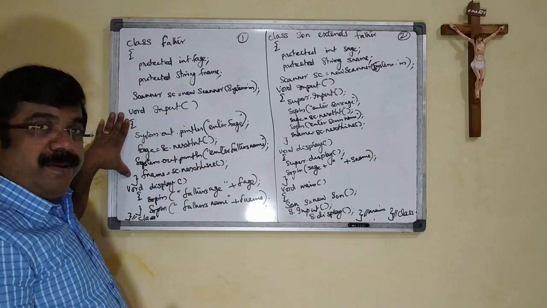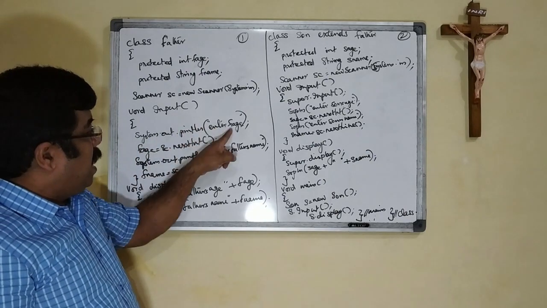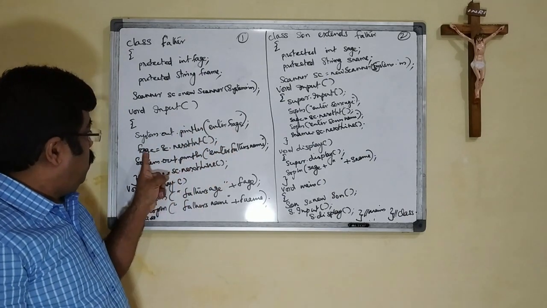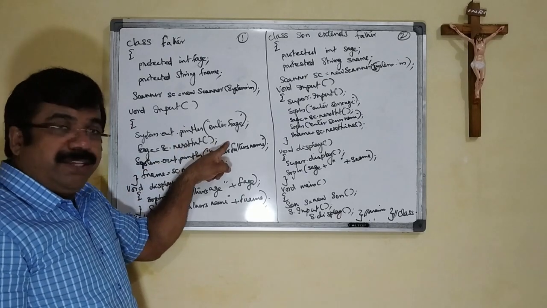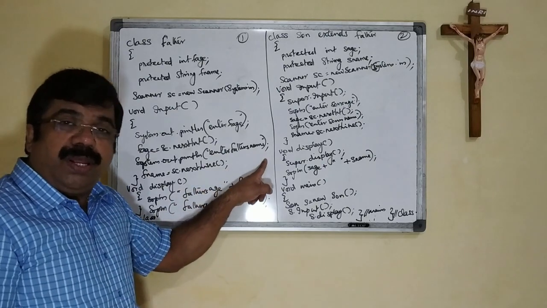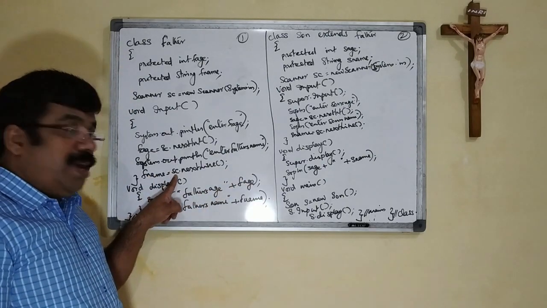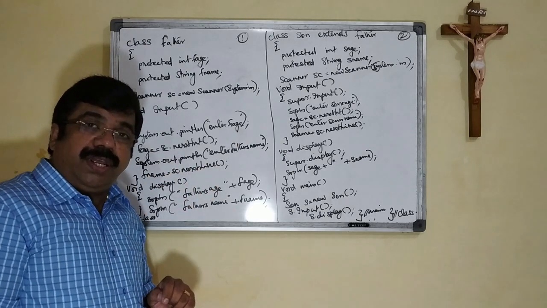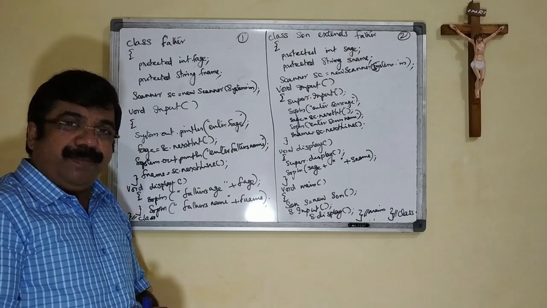Input function. System.out.println and fAge. fAge is equal to sc.nextInt. System.out.println and father's name. fName is equal to sc.nextLine, and the input function is over.